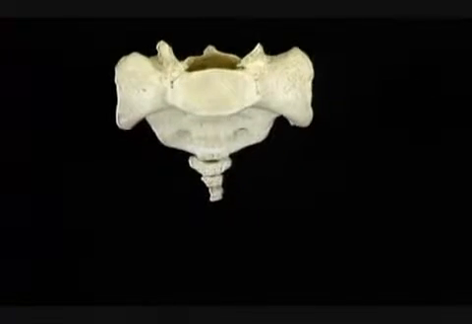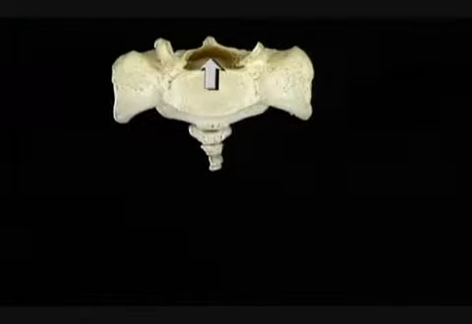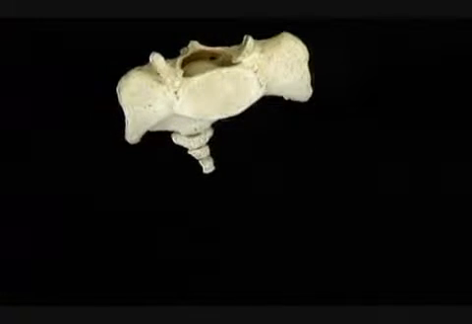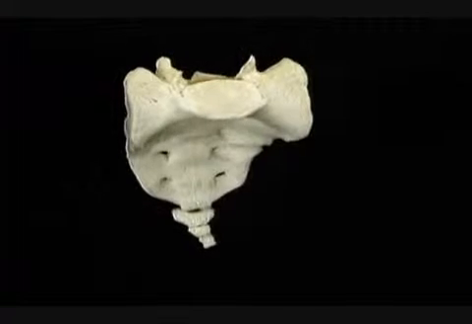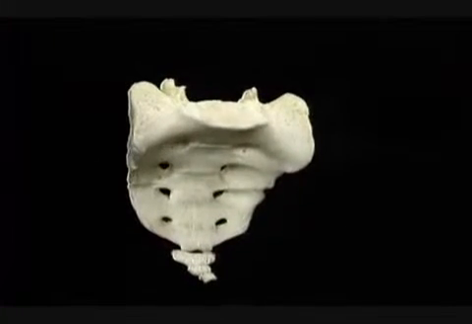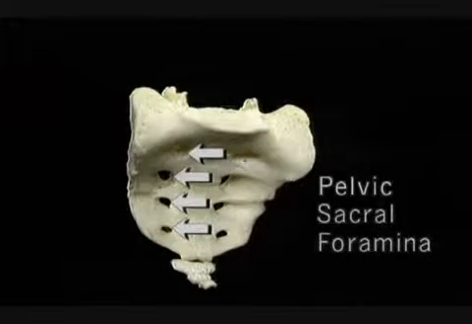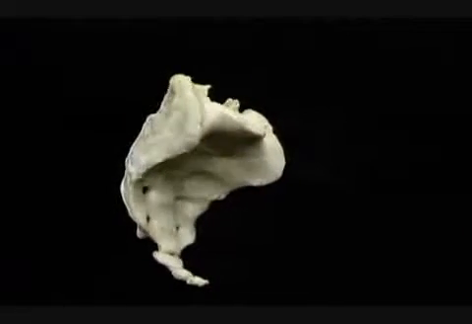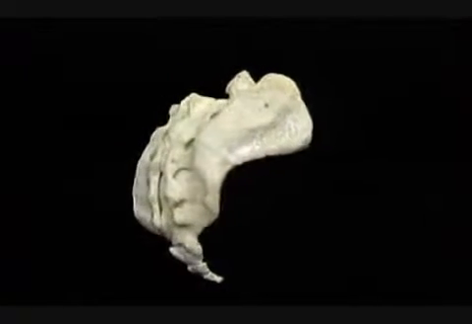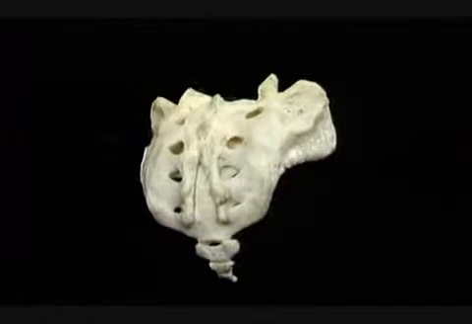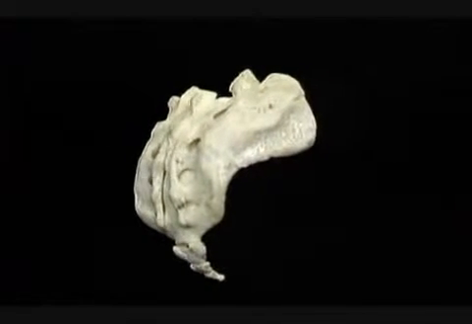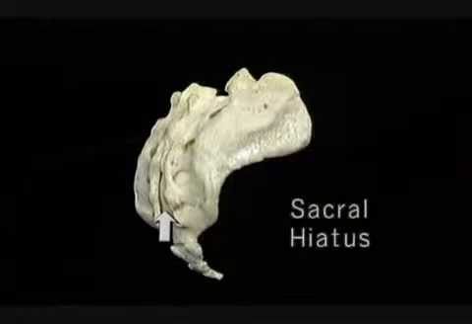The vertebral canal continues down the back of the sacrum. From within the vertebral canal, the anterior rami of the spinal nerves S1 to S4 emerge from these pelvic sacral foramina. The posterior rami emerge from these dorsal sacral foramina. The vertebral canal ends at this opening, the sacral hiatus, that's shaped like an upside-down V.